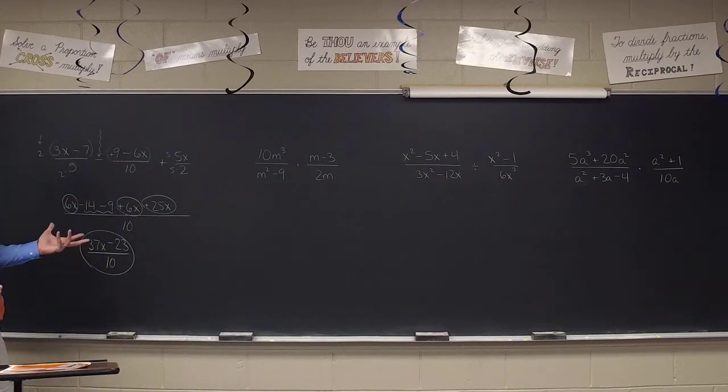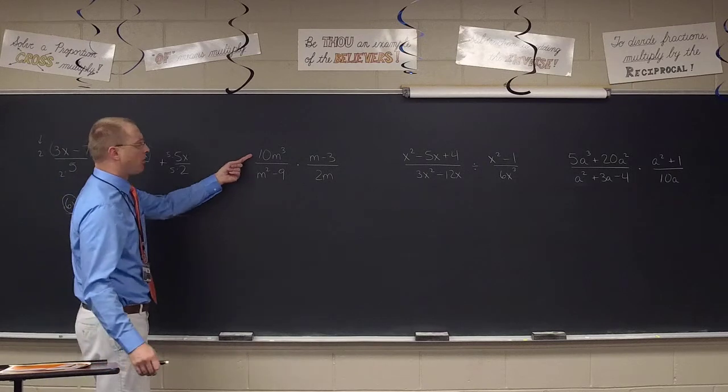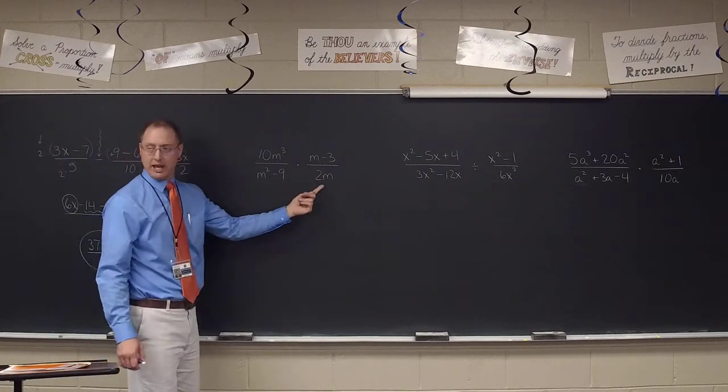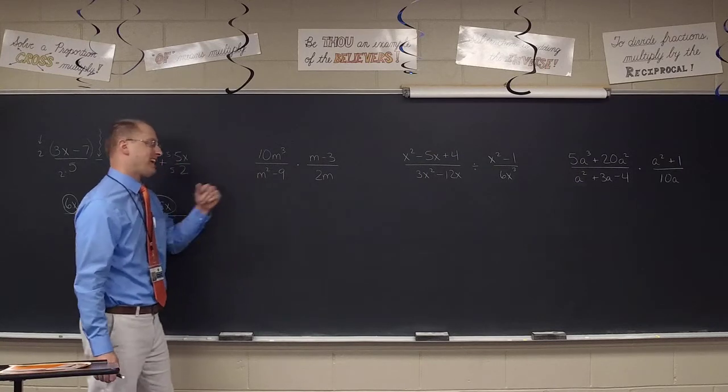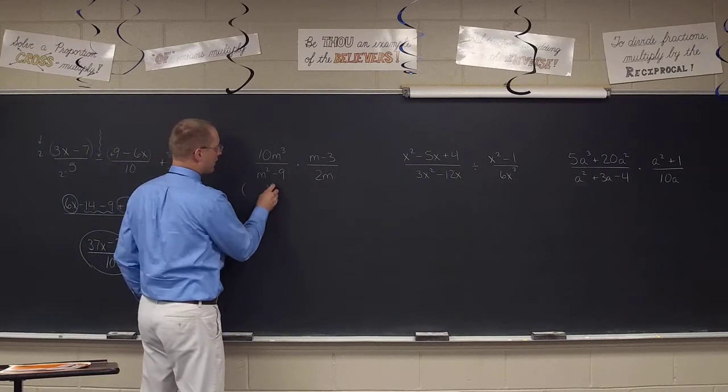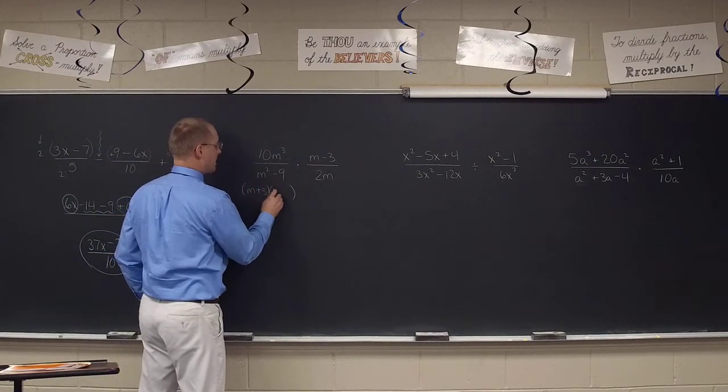So here, obviously, I need to get some factors. Now, 10m cubed already is factors. It's a 10, an m, an m, and an m. The 2m is a 2 and an m. But m squared minus 9, those are two separate terms. I need factors right there, Lana. m plus 3, m minus 3. Good, sum and difference, m positive 3, m negative 3.